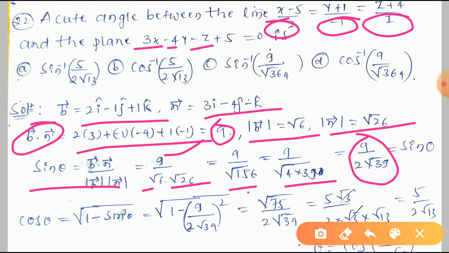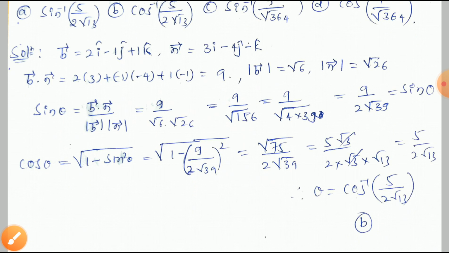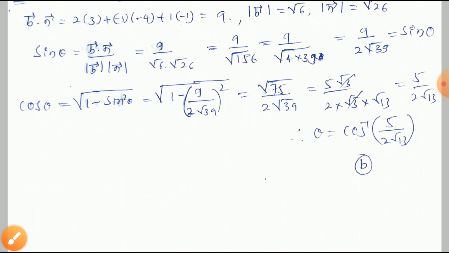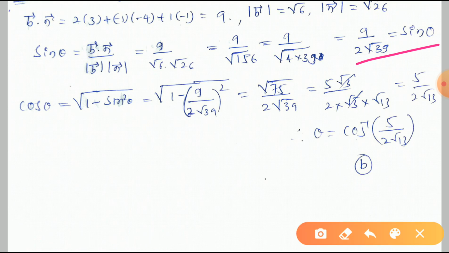But this option is not there. Because of this, by using the trigonometric first identity, cos theta is equal to square root of 1 minus sin square theta. Put sin theta is equal to this result. After simplification, we get square root of 75 divided by 2 root 39.